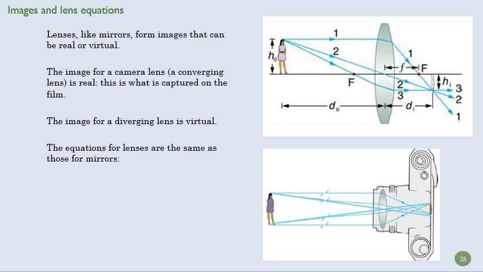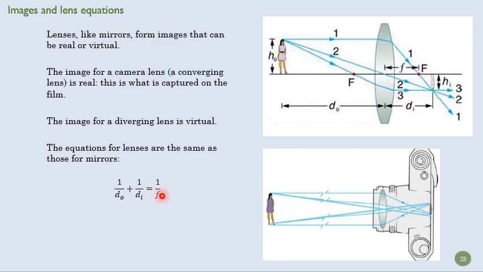The image for a converging lens is real. The image for a diverging lens is virtual. Actually, this is not always true. We'll get to that in a second. The equations for lenses are the same as for mirrors. Okay, so this is the distance of the object from the lens. This is the distance of the image from the lens. And this is the focal point.